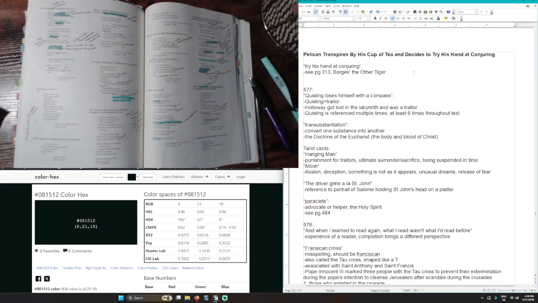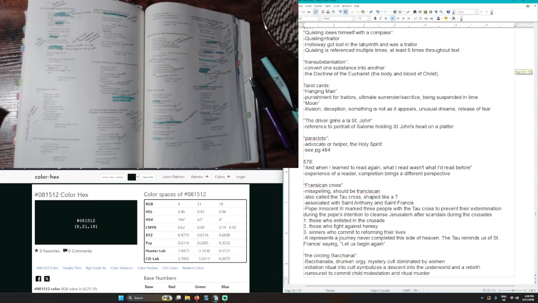We have this title, Pelican transpires by his cup of tea and decides to try his hand at conjuring. And this reminds me of a phrase used in Borges' The Other Tiger, which is referenced on page 313, about conjuring tigers and the idea of three different tigers: the real tiger, the tiger you think of when you think of a tiger, and then the tiger that you try to conjure on the page when you're writing about it.